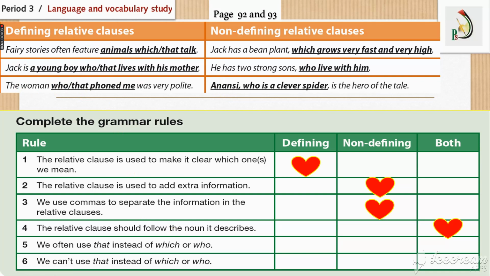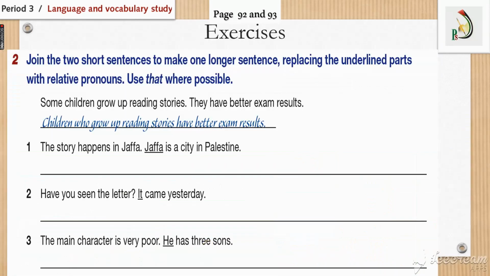We often use that instead of which or who in defining, and we can't use that in non-defining. This is also a difference between these two. We can't use that in non-defining. Why? Because it is giving extra information which we do not need. But for that, in defining, we need it. Now pause the video here and join the parts meaningfully in order to make a meaningful sentence. Pause the video here and then check my answers.